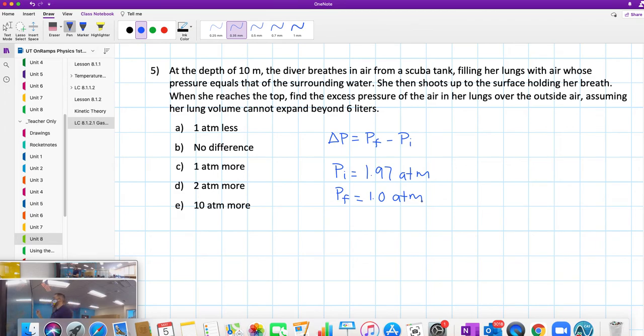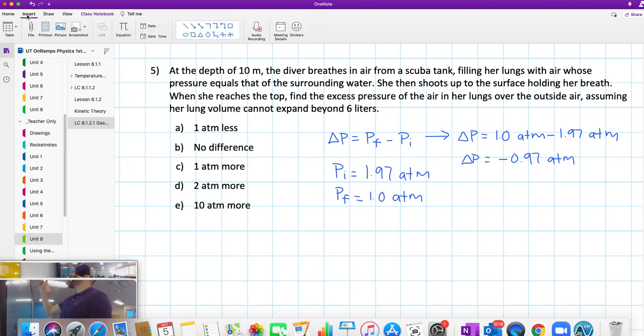So now we can do the very simple arithmetic, which is pressure final, that is 1.97 atm. Nope, the other way around, sorry. 1.0 atm. That is the final pressure at the surface. She started with 1.97 atm of pressure. So the change in pressure is negative 0.97 atm. So that is the excess pressure, about 1 atm.